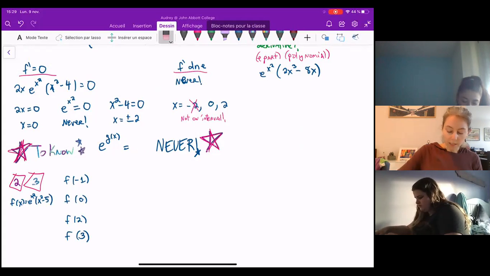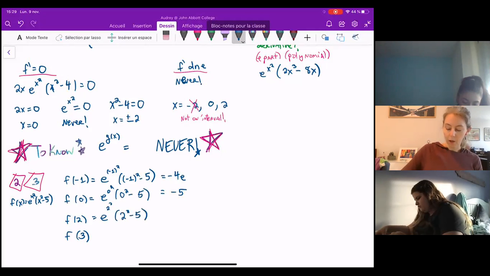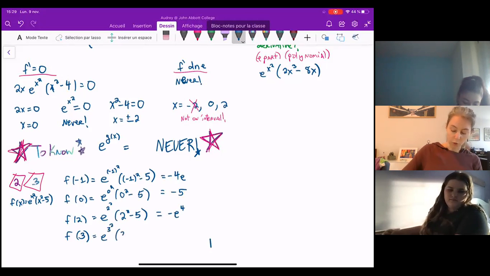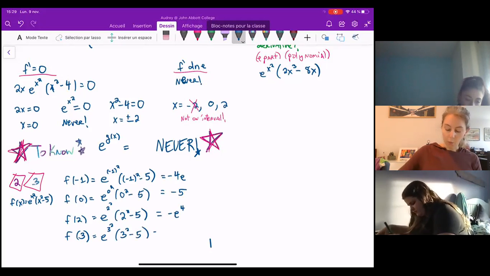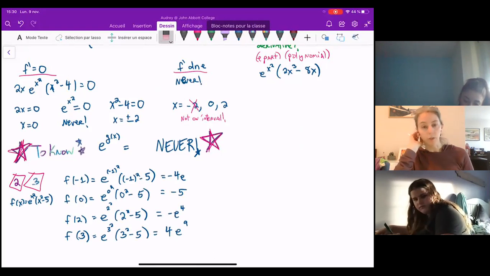So I'm plugging this -1 into my original function. I get e to the -1 squared times -1 squared minus 5. And that gives me -4e. And then I get e to the 0 squared times 0 squared minus 5, which is just -5. Then I get e to the 2 squared times 2 squared minus 5, which is -e to the 4th. And then I get e to the 3 squared times 3 squared minus 5, which is positive 4e to the 9th. So I just plugged these into the original function.